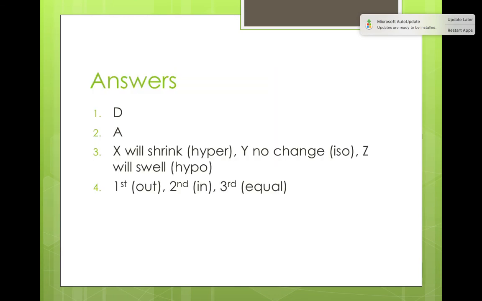So here are the answers for that. And this is what I meant on number 3 about how X would be flask X, Y would be flask Y, and Z would be flask Z. And number 4, those are the different answers there that are in parentheses there.